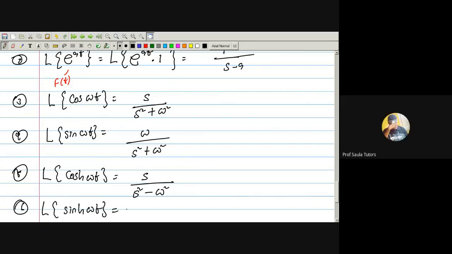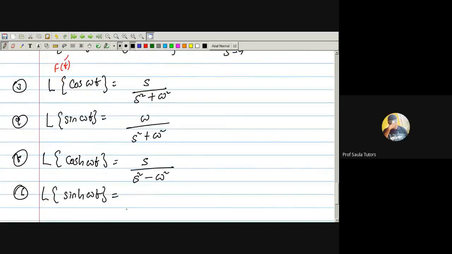Now tell me what this one would be. Sinh omega t will be omega over s squared minus omega squared. Exactly. So this is what you need to know. You don't have to even cram anything. Okay, now let us play around with this thing. This is actually where we will stop.